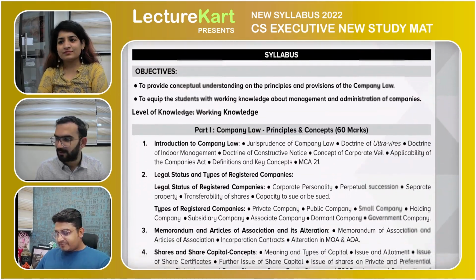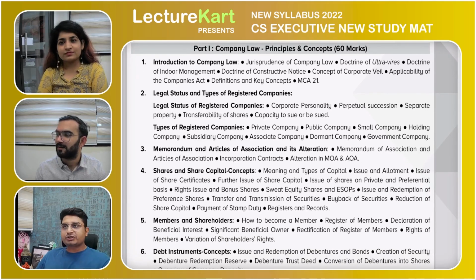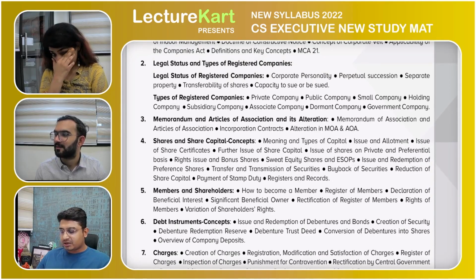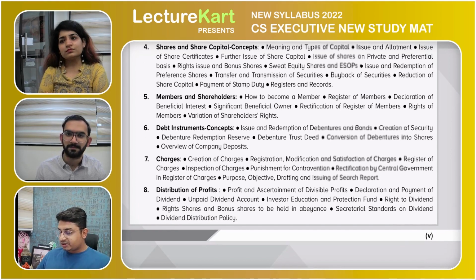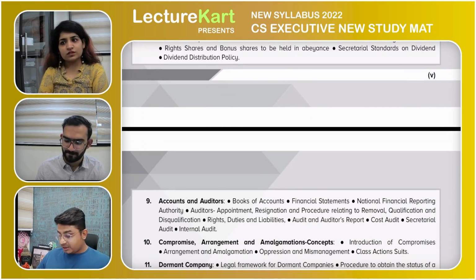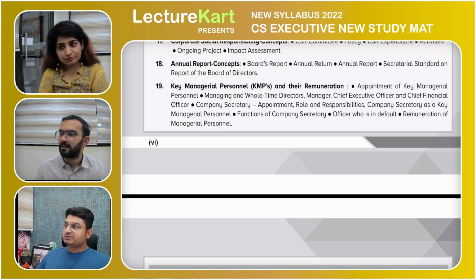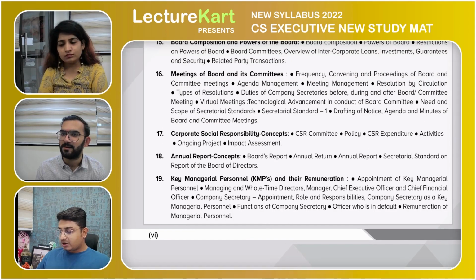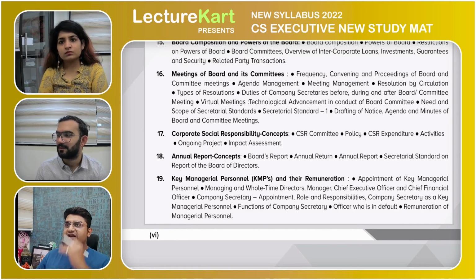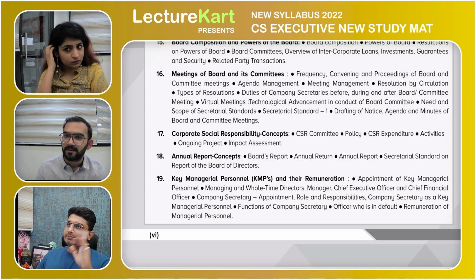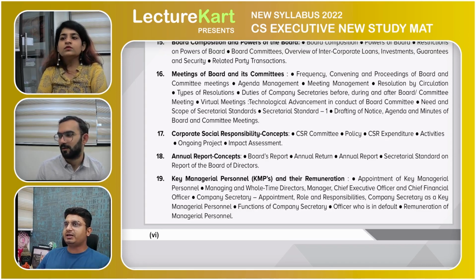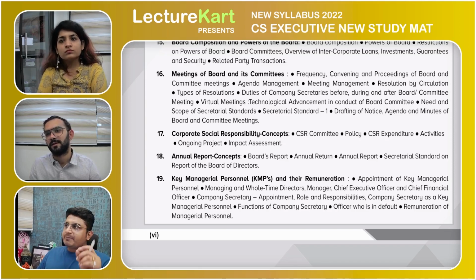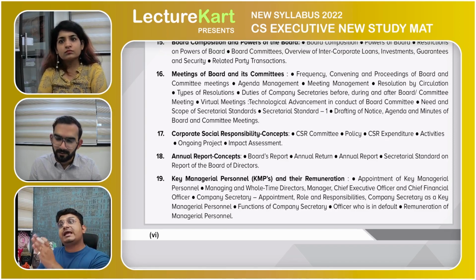Coming back to the topic: company law principles and concepts, a 60-mark portion, covers introduction to company law, legal status, types of registered companies, then memorandum, and then the same chapters as before, that is share and share capital, members and shareholders, debentures, etc. It ends with key managerial personnel and their remuneration. It used to end on meetings earlier, but now they have reshuffled those chapters so that key managerial personnel is the last chapter. That is where your company law syllabus will end. It is a good thing that they have not included winding up proceedings in this area. When you compare with the old syllabus, the winding up portion or the strike off portion was there in SBEC.